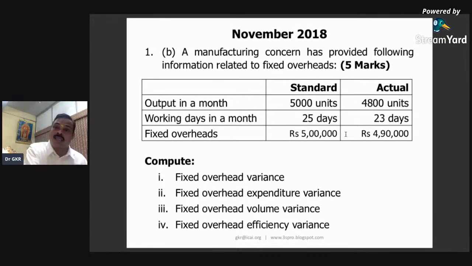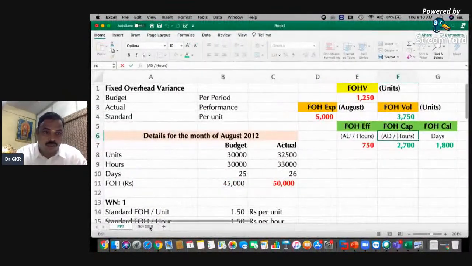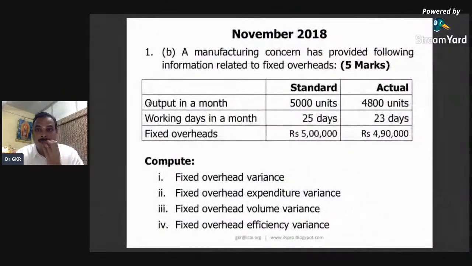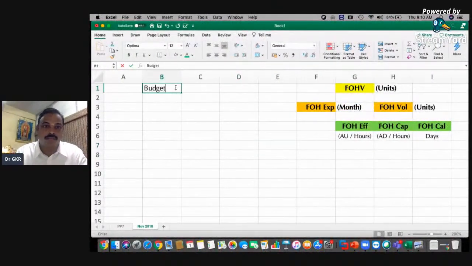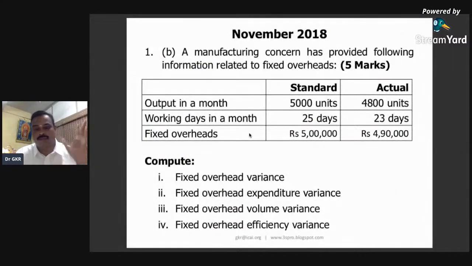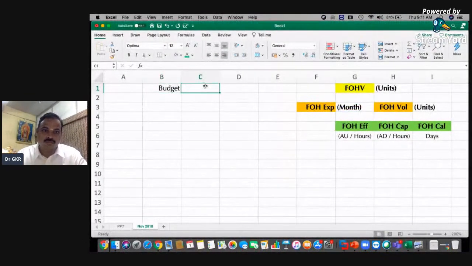So let me do this question, guys. Please pay your attention now. We have very limited time. So what is your question now? Standard and actual. I will not call this standard. I have to call this budget only. Anything related to fixed overheads, that too with respect to a period, you cannot call it standard. You have to only call it budget, and actual.